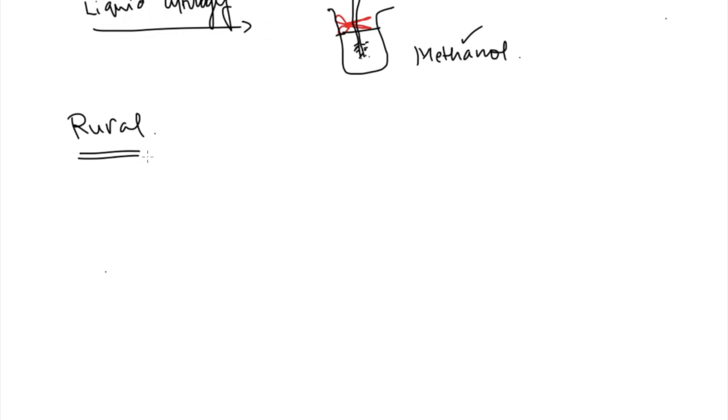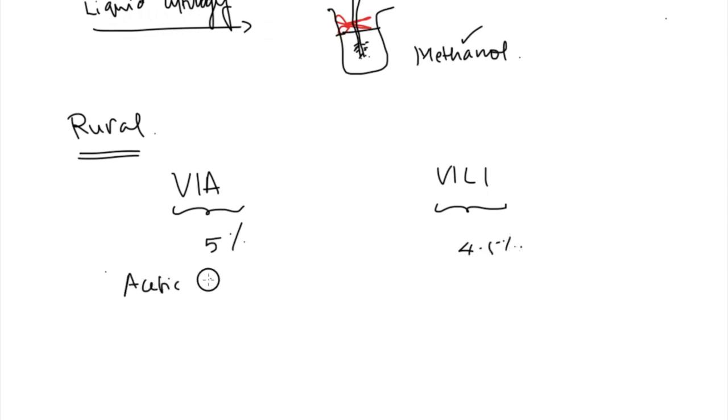So now what happens there is we have simpler techniques called VIA and VILI. What is VIA? Visual inspection with acetic acid, and visual inspection with Lugol's iodine. So we're going to use 5% acetic acid and 4 to 5% Lugol's iodine. Okay, so this is acetic acid. This is Lugol's iodine. Right?